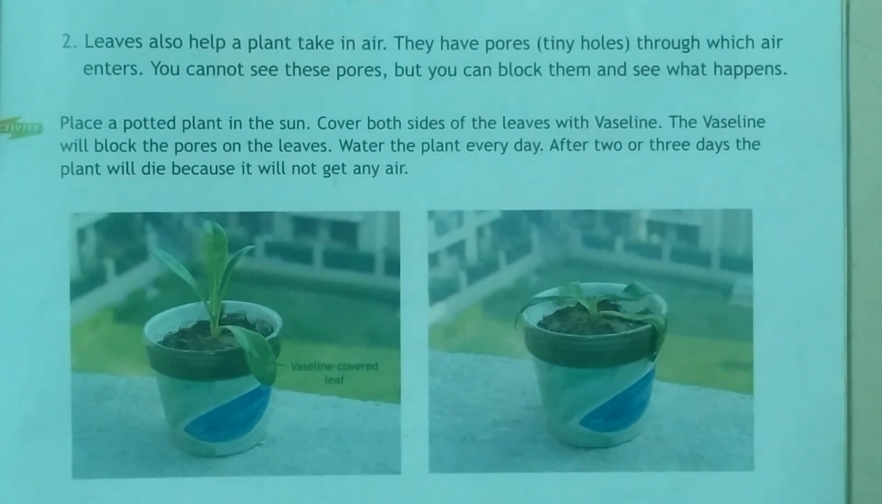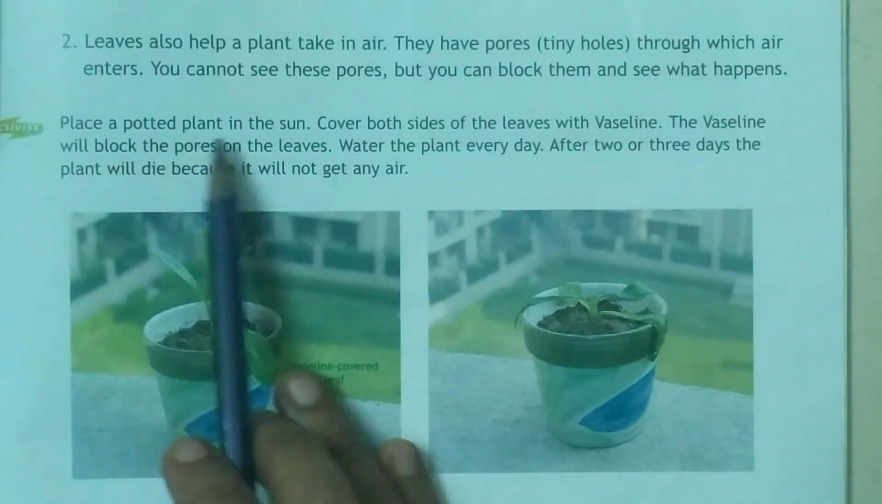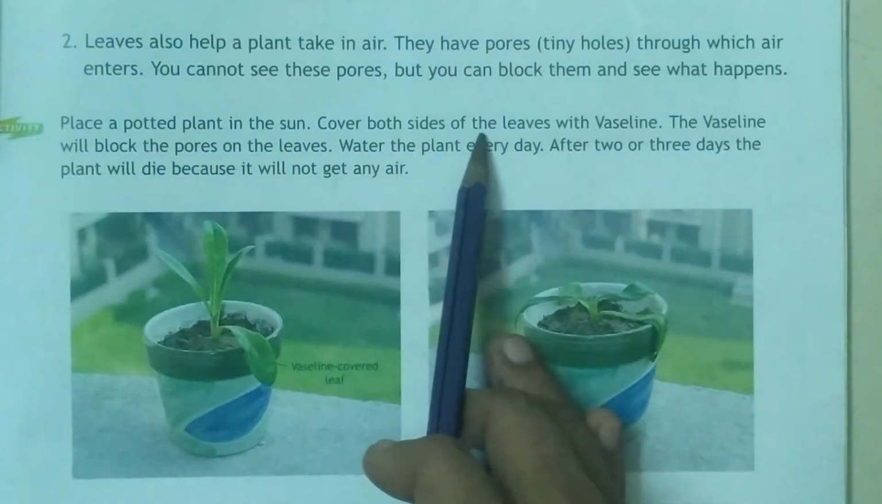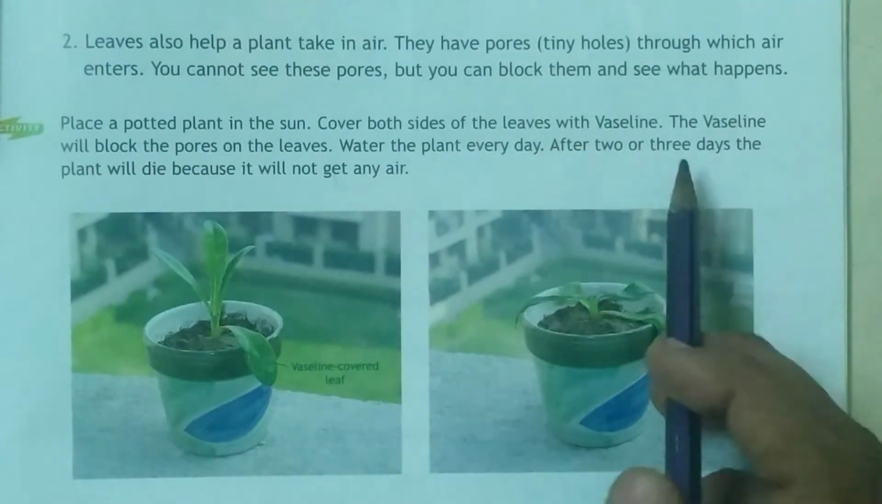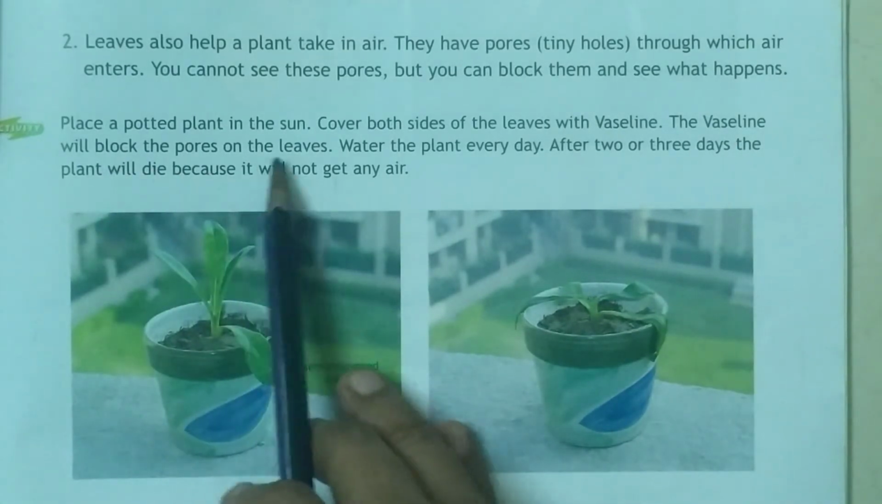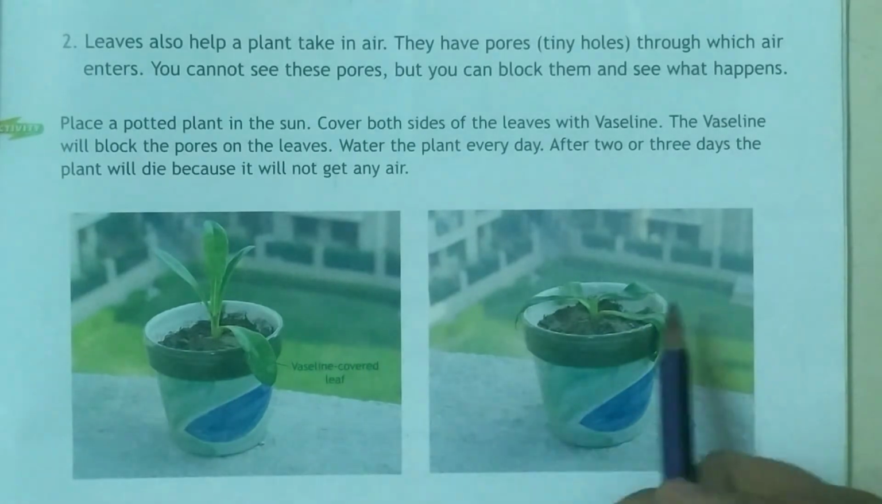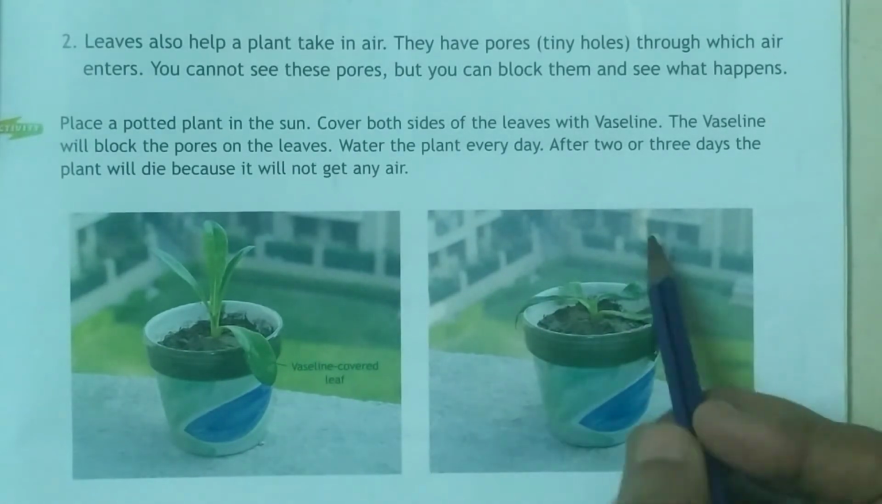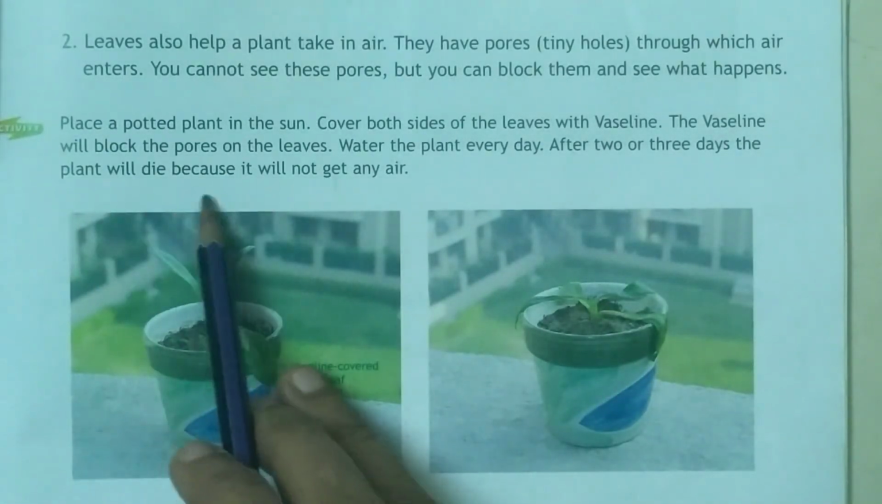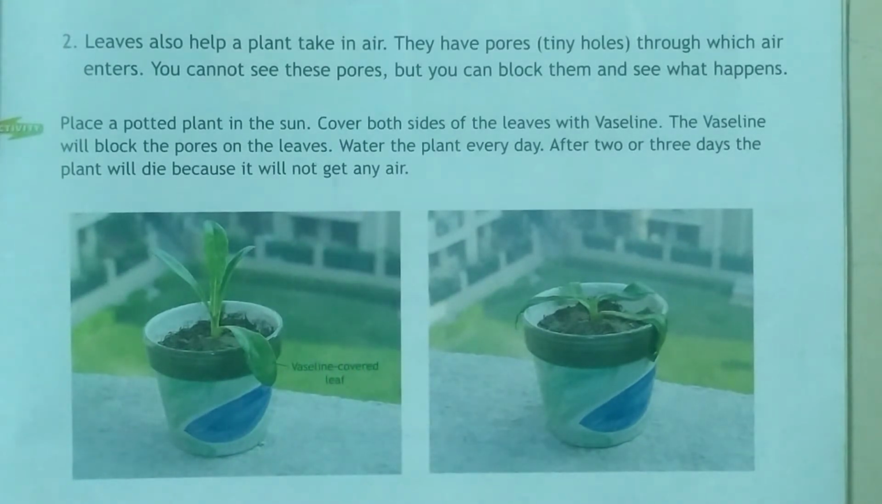Here you can also see this: place a potted plant in the sun and cover both sides of the leaves with Vaseline. The Vaseline will block the pores on the leaves. Water the plant every day. After 2 or 3 days, the plant will die because it will not get any air, because the leaves absorb air through the pores. If you spread the Vaseline, the air will not pass through, so it will die.